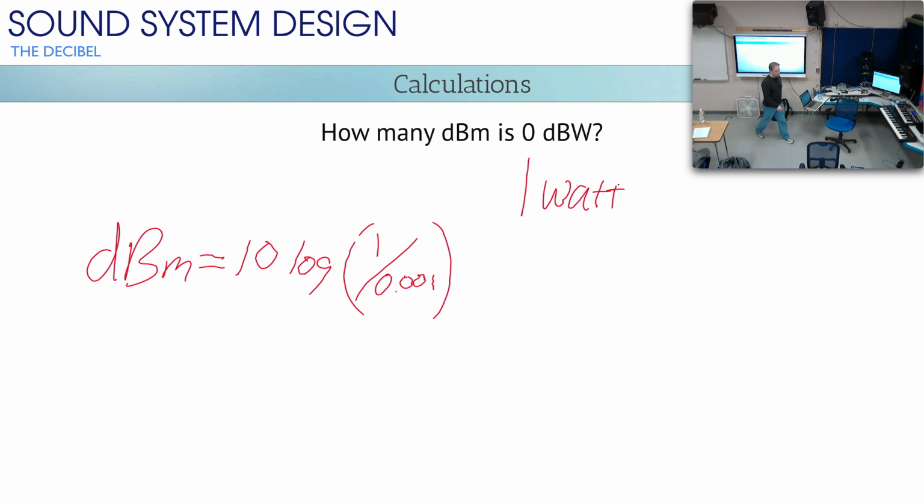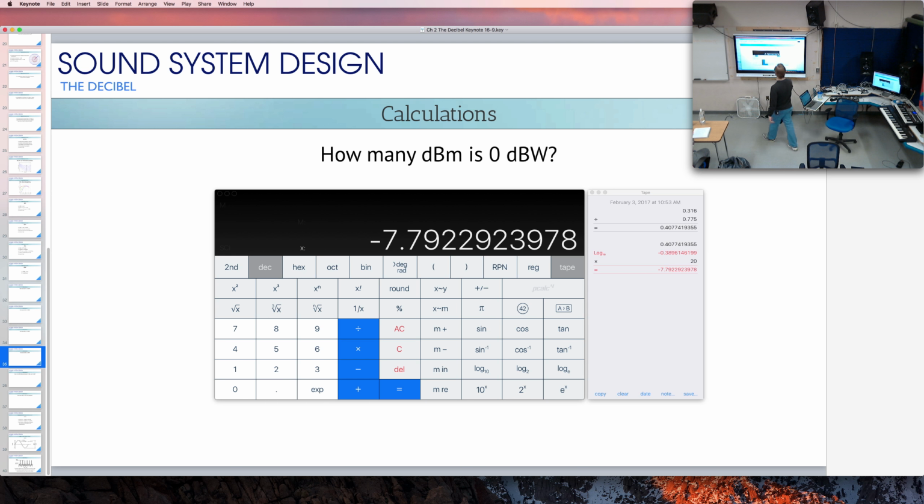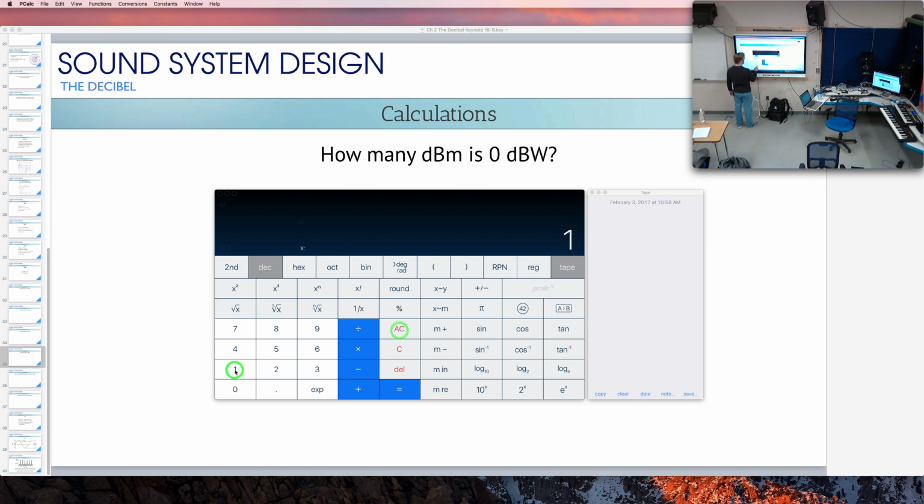So let's try that. One divided by 0.001 equals 1,000. Log, times 10, 30. So 0 dBW is equal to 30 dBm.